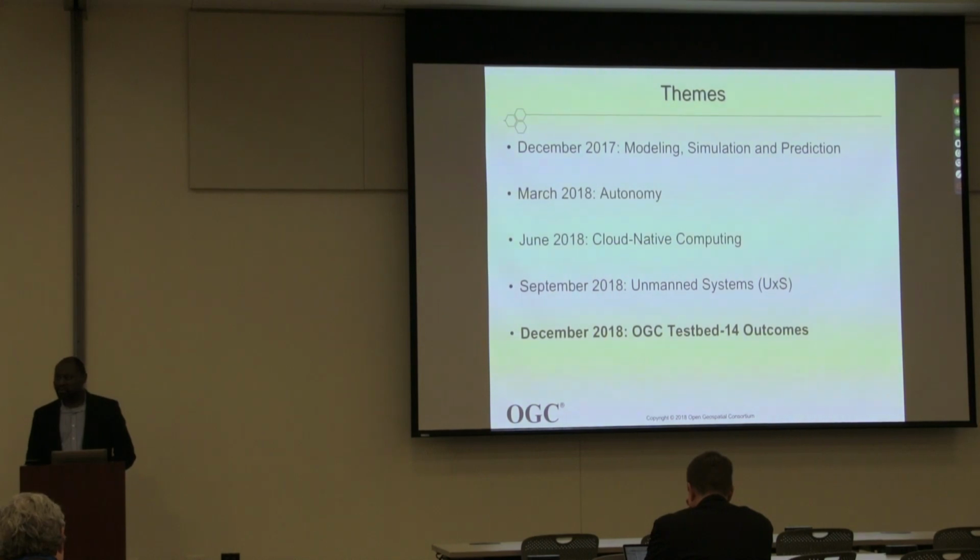Over the past year, we've covered a variety of topics. You'll recall at the December 2017 TC meeting, the focus was on modeling, simulation, and prediction. Then at the March 2018 TC meeting, we focused on autonomy. Then after that, the next TC was on cloud-native computing. And most recently, the session focused on unmanned systems, not just UAVs, but also unmanned ground vehicles, as well as unmanned underwater vehicles.